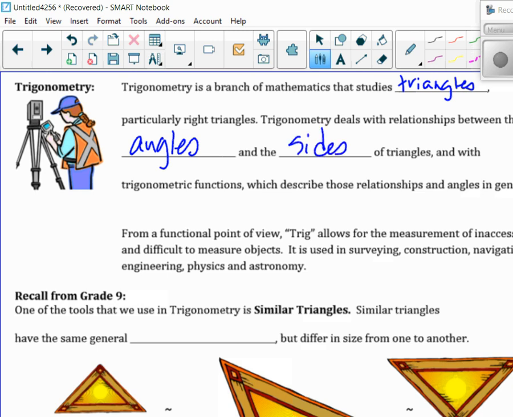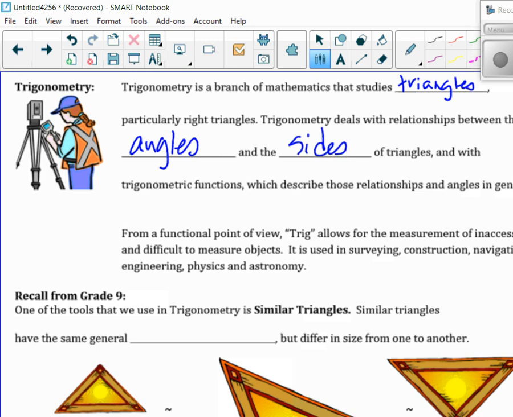And with the trig functions, which describe the relationships and the angles in general. So from a functional point of view, trig allows for the measurement of inaccessible and difficult to measure objects. It is used in surveying, construction, navigation, engineering, physics, and astronomy.